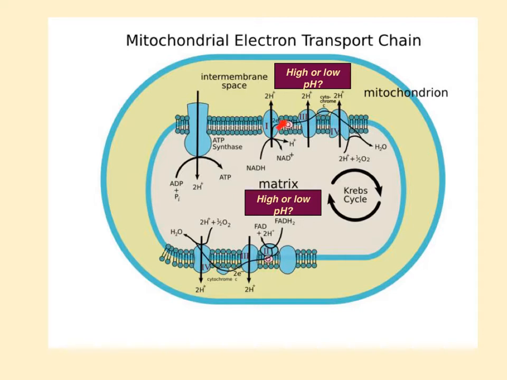Coenzyme Q then becomes reduced, and it goes. Notice it does not go from complex 1 to complex 2. It goes from complex 1 to complex 3 if you start with NADH. The electrons then get passed here. Once again, multiple protons get pumped across.